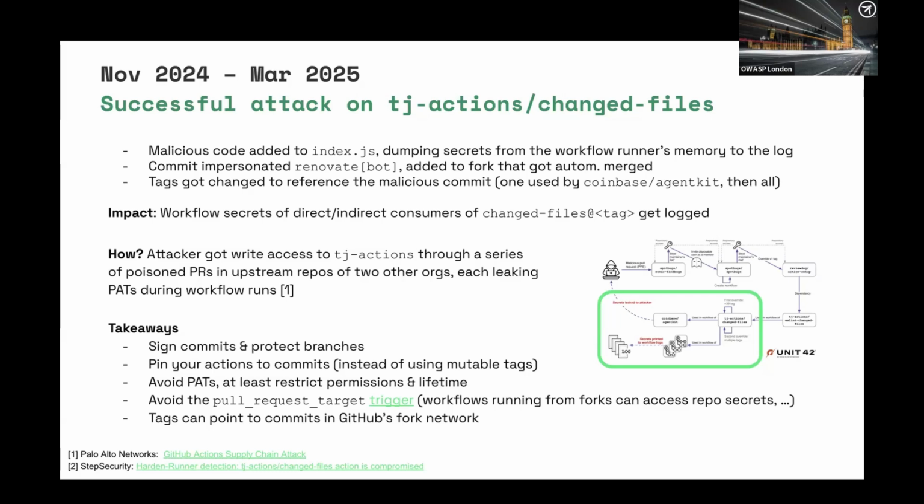And then other takeaways: avoid personal access tokens; if there's no way around, restrict their permissions and lifetime. Also avoid the pull_request_target trigger. This is one trigger that starts a workflow, and that was at the root of this whole chain of compromised repositories, because those are workflows that can be started also from forks, and as part of those workflows, you have access to the secrets of the repository that you forked, which is a huge problem, obviously. So those have to be used with a lot of care. And I'm not going into the last point.